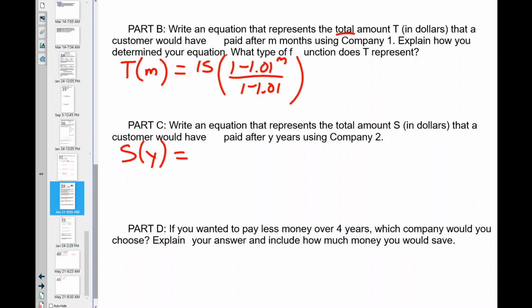What's the first amount for company 2? 175. Then 1 minus, what's the common ratio? 1.2. Good, because it was going up 20%. So 1.2 to the power of Y years over 1 minus 1.2.